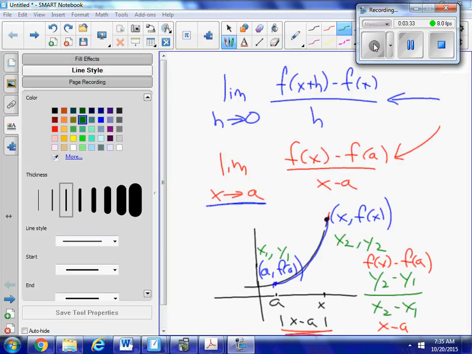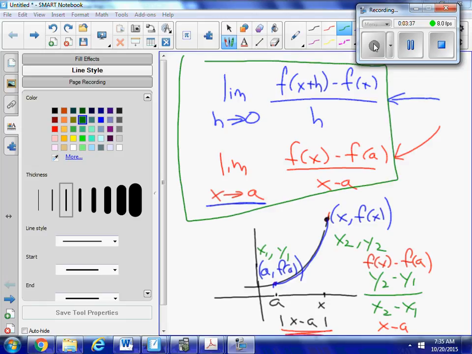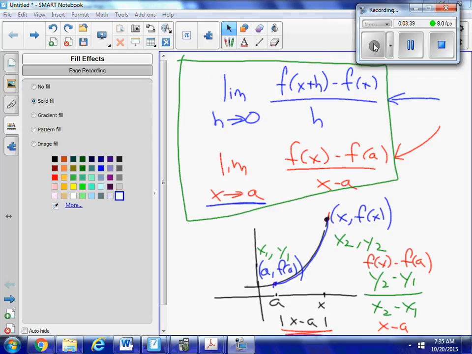In other words, these two definitions are saying the exact same thing. They're trying to find the slope of the tangent to a curve at a particular point on the curve.